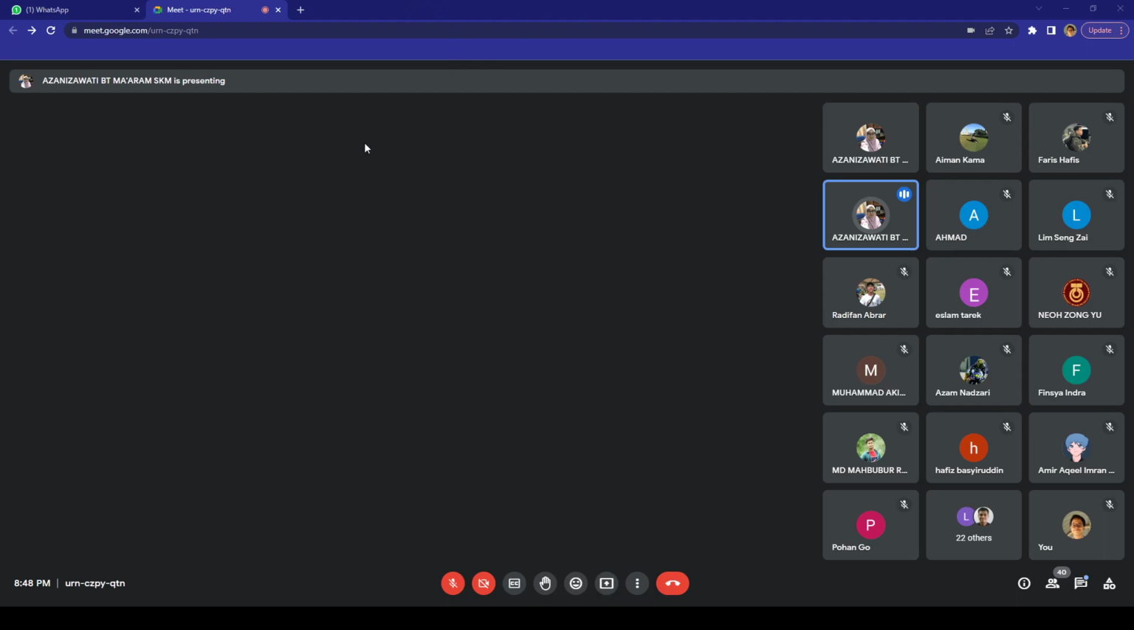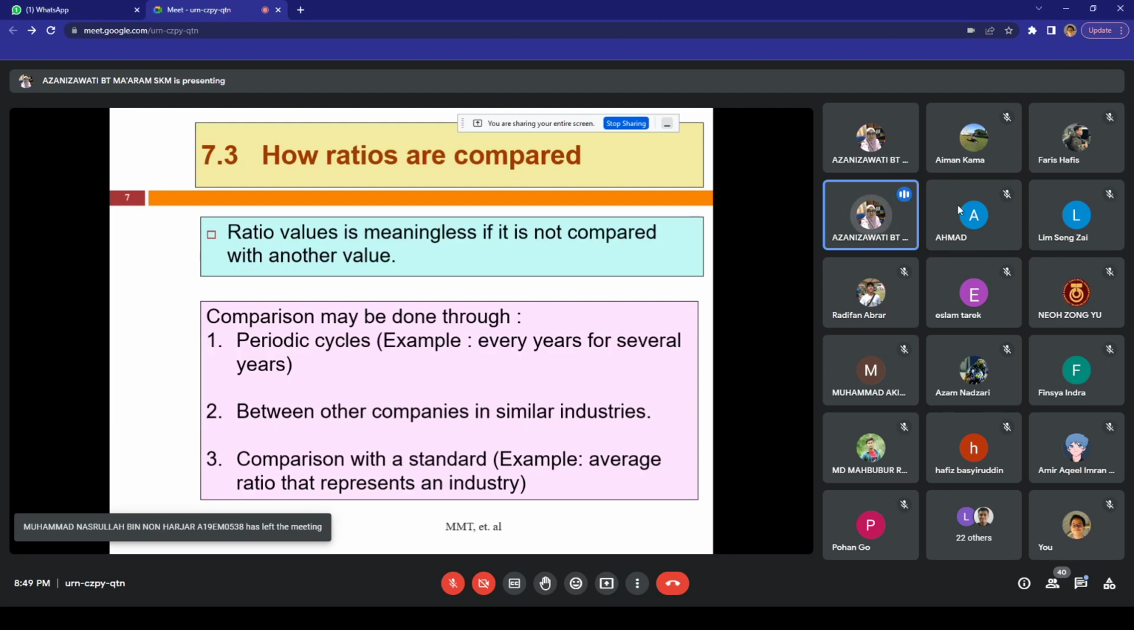Comparison may be done through periodic cycles, every year for several years, or between other companies in similar industries. This is to compare their performance with their competitors. And there is comparison with a standard average ratio that represents an industry.